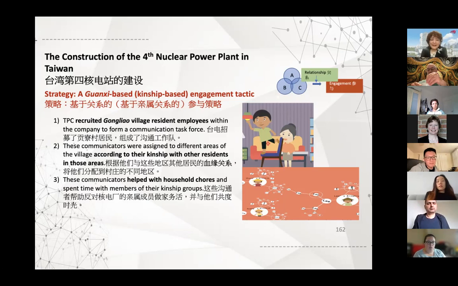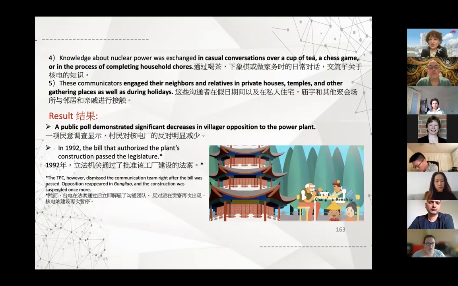The communicators were assigned to different areas of villages according to their kinship with other residents in those areas. These communicators helped with household chores and spent time with the members of their kinship groups. Knowledge about nuclear power was exchanged in casual conversations over a cup of tea, a chess game, or daily conversations. These conversations took place in private houses, temples, and other gathering places. And let's look at this video to illustrate the case.